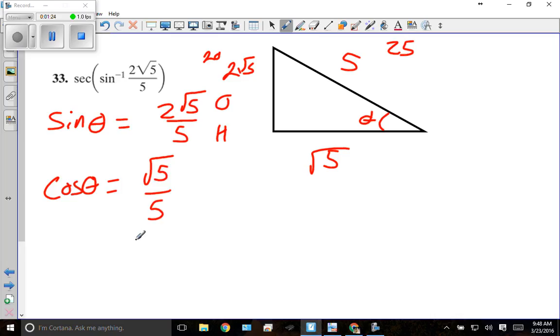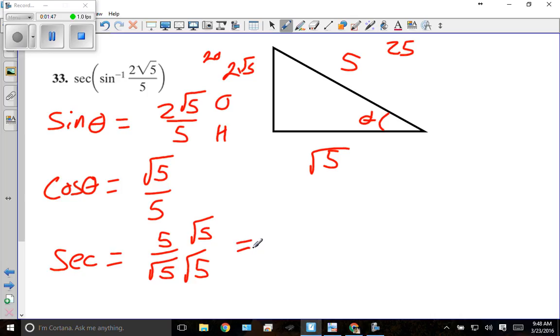But now, of course, the secant is reciprocal of that. So we got secant is equal to 5 over square root 5. So we're going to have to go through and get this squared away. So this is going to end up being 5 over here, square root 5 here, square root 5 over here. So we end up with 5 square root 5 over 5. Those cancel out, so we end up with square root of 5.